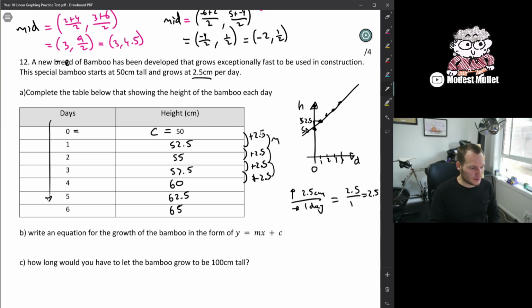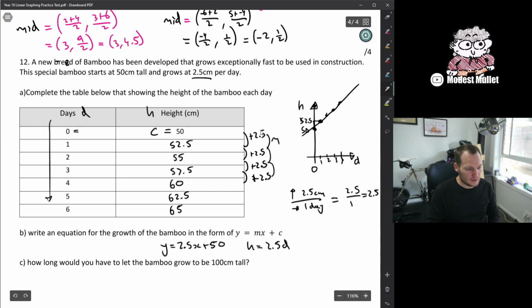So I could write this as an equation. y equals 2.5x plus 50. Or if we want to be really correct, we're not dealing with y and x. In this case, x is how many days have gone by, and y is the total height of the plant. So we could call that d, and we could call this h. So we get h is equal to 2.5d, whatever the days is, plus 50.